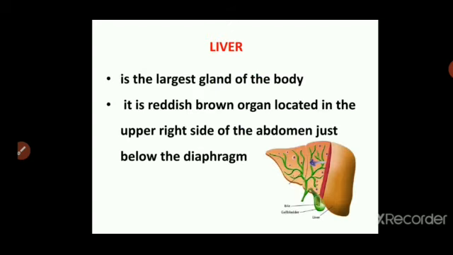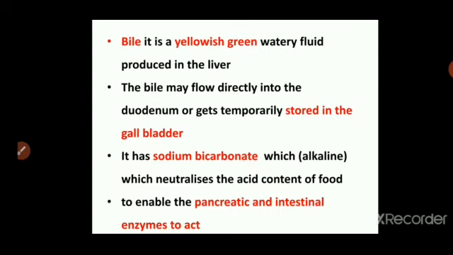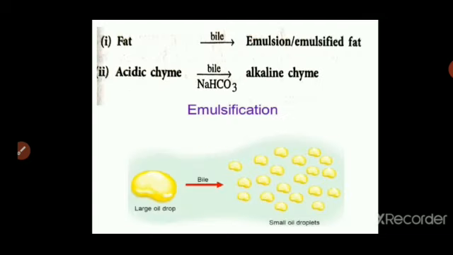Here you can see how the ducts are shown in the diagram. These ducts collect the digestive bile juice and store it in that green color structure, the gallbladder. Then this diagram also shows you the location of the gallbladder exactly. So because of the bile juice, the food, after it comes from the stomach into the small intestine, becomes neutral, that is alkaline.